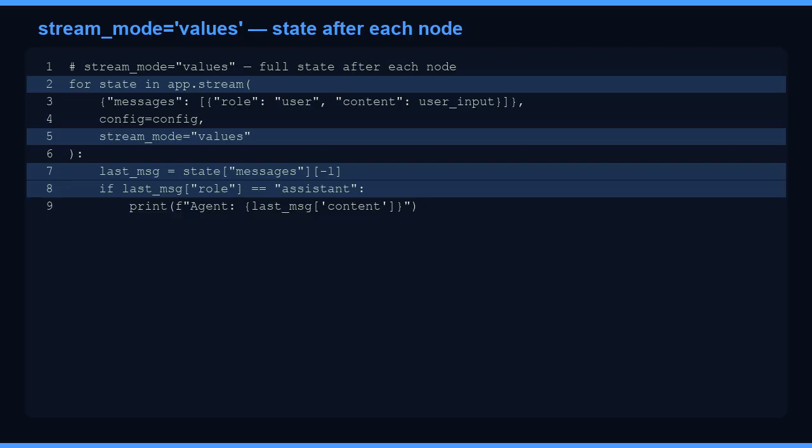There are two useful stream modes. Stream mode values gives you the full state after every node completes. You can show the user what the agent just did. Search for jobs, found 5 results.